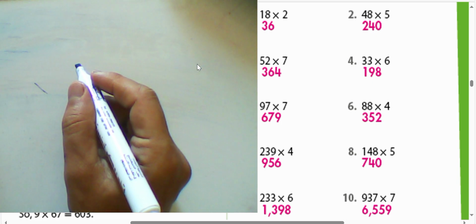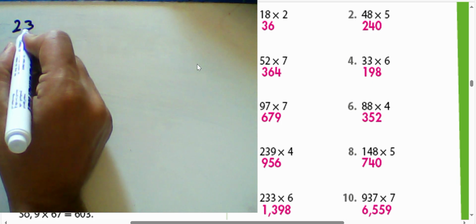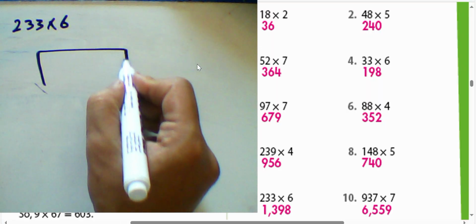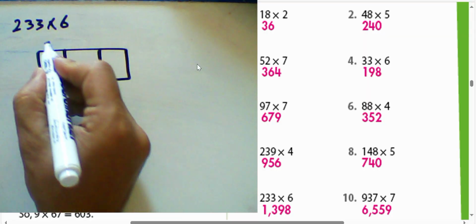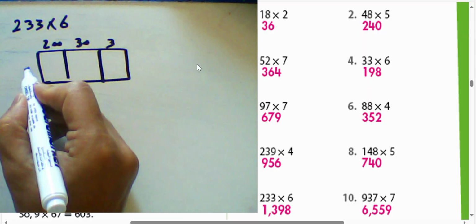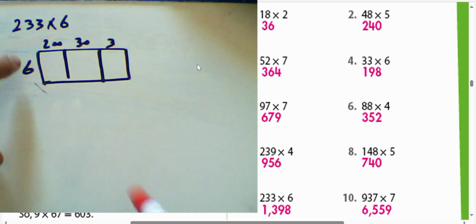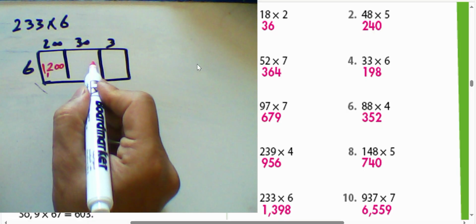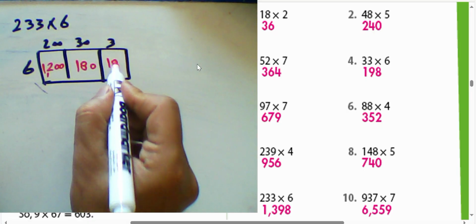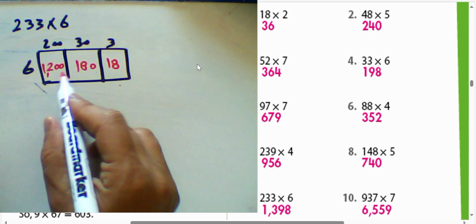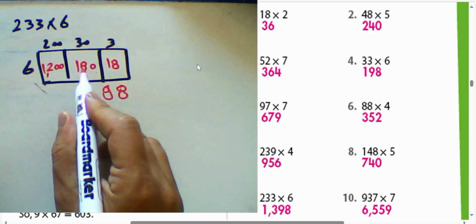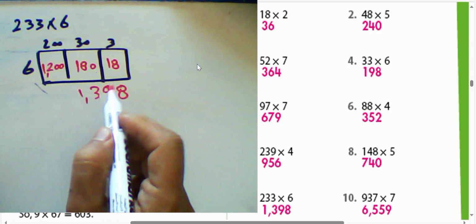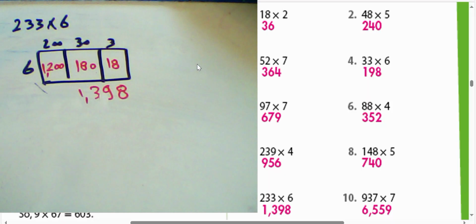Next question, 233 times 6. Okay, you can use this method also. Break it down, write 200 plus 30 plus 3 multiplied by 6. And then find the product of 6 and 200. You must write double 0 here. And 2 times 6, 12. 6 times 30, 180. 3 times 6 equals 18. You can add together 8 plus 0 plus 0 equals 8. 1 plus 8, 9. 1 plus 2 equals 3. Write 1. Then the result will be 1398.